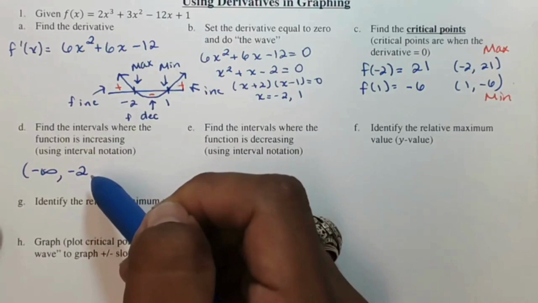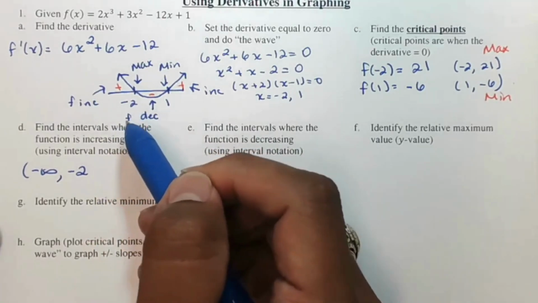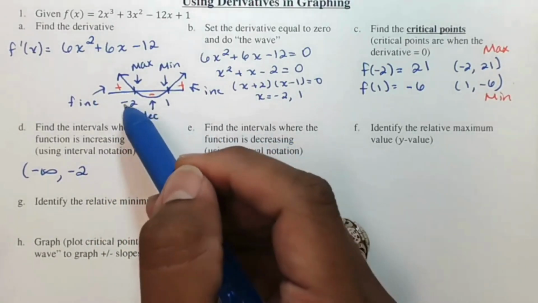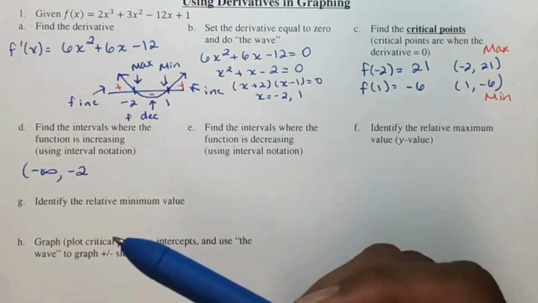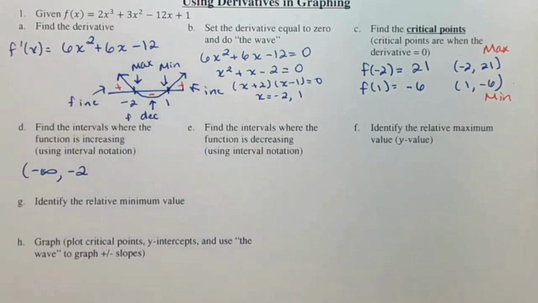Now, what happens at negative 2? It depends on who you're talking to. There are some textbooks and teachers that say at a maximum or minimum point, the graph is both increasing and decreasing. There are some teachers that say it's doing neither. And some books even say, no, at a point, it is not increasing, nor is it decreasing. So it all depends who you ask.